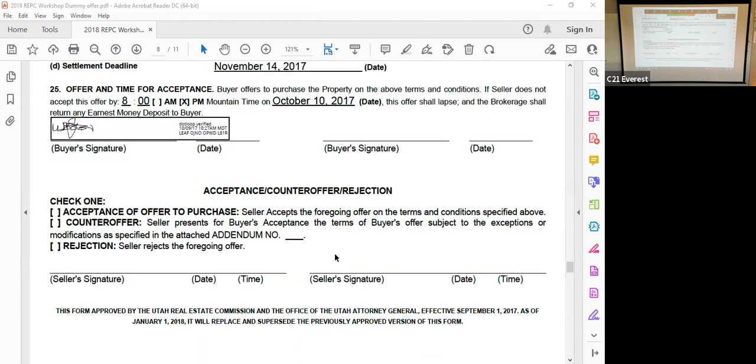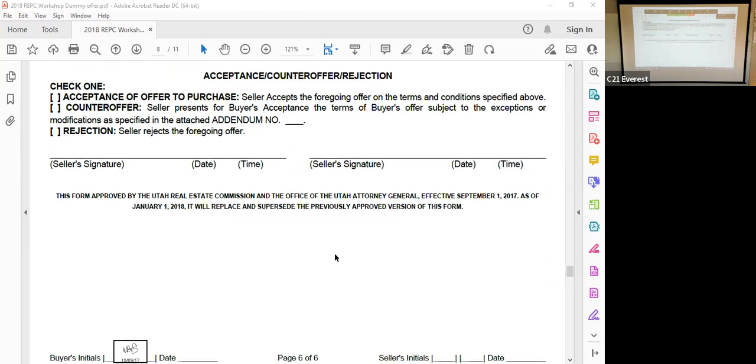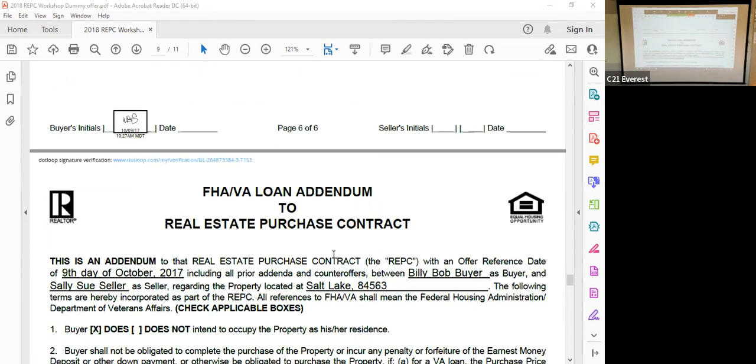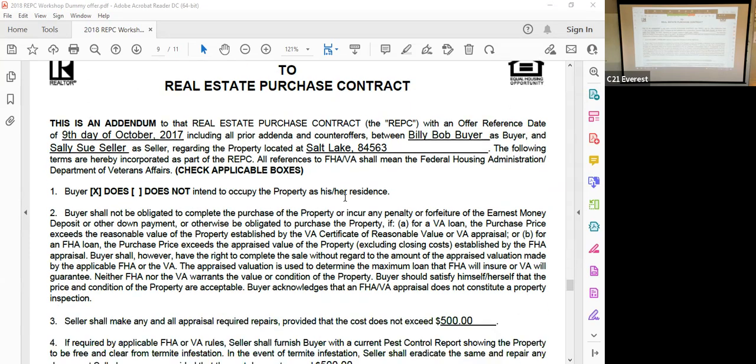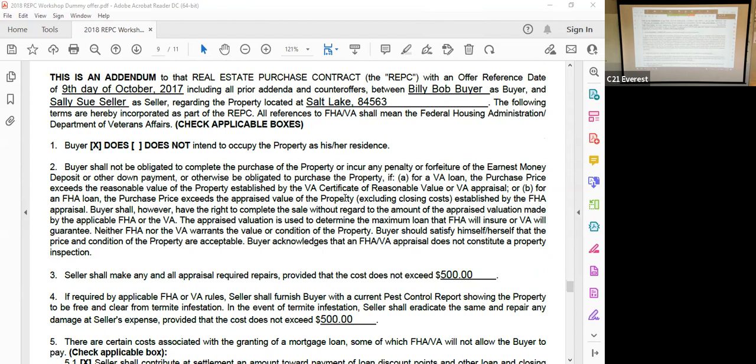All right. Any other concerns on that page? All right, the FHA/VA loan addendum. Any concerns up here at the top? The address. Okay, good. They missed the address on there. Good. Any other concerns on section 1?